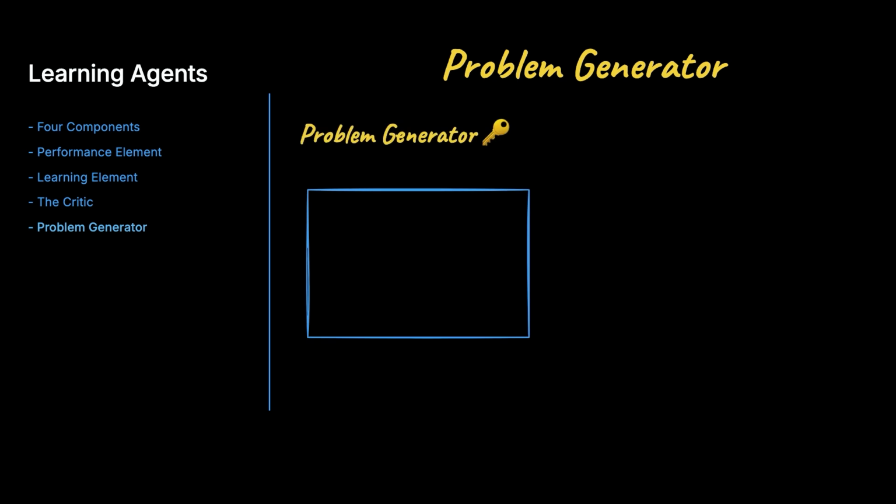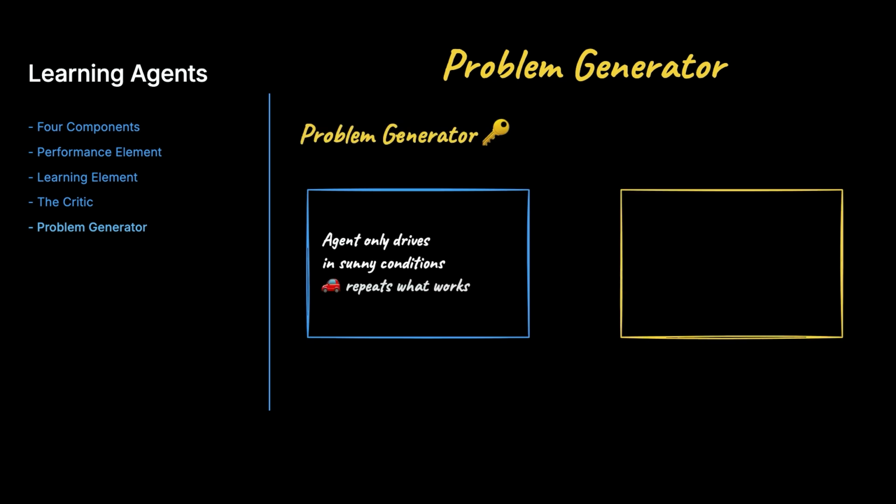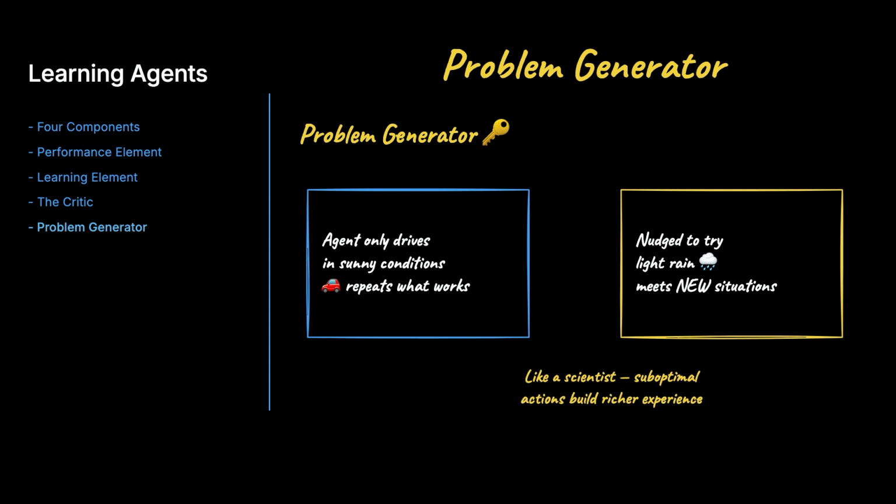The problem generator is the agent's built-in experimenter. It suggests exploratory actions, sometimes deliberately suboptimal, so the agent meets new and informative situations it would never see by repeating what works. Think of a scientist designing fresh experiments. A taxi that has only driven in sun might be nudged to try light rain.